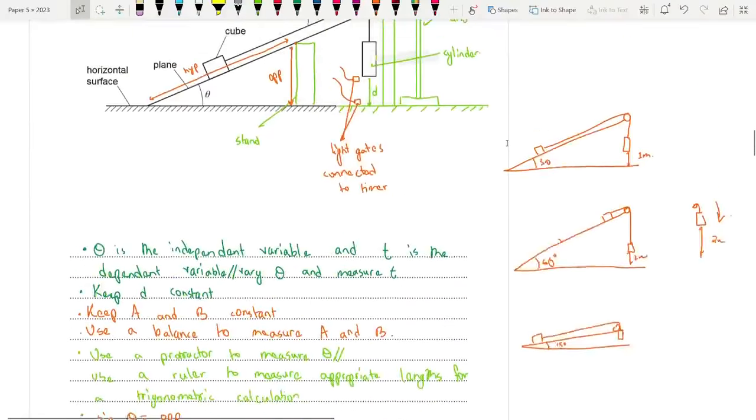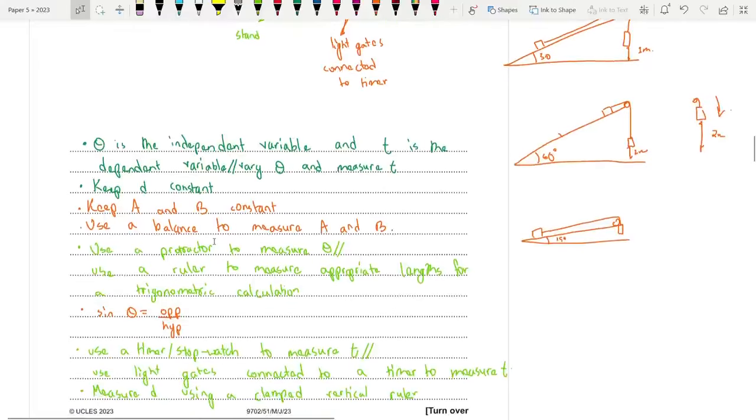Next, let's talk about additional details. So we've already written three additional details here. Like one of them was keep A and B constant, and we're going to use a balance to measure A and B. I already talked about that. And there is another mark for the trigonometric relation, right? So 3 marks over here. So although there are 10 points for additional details, you can score a maximum of 6 out of 10. Okay, we've already gotten 3 here.